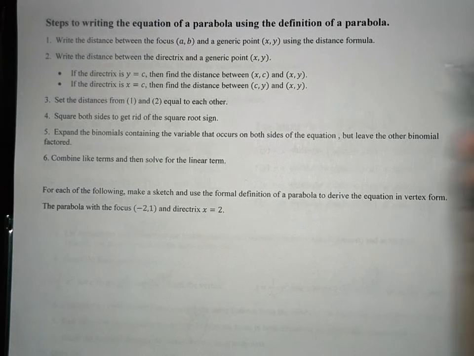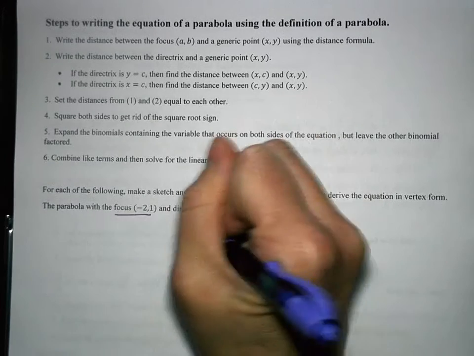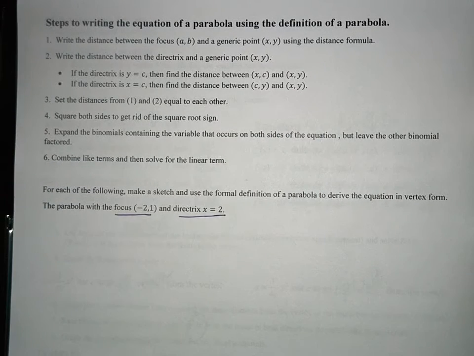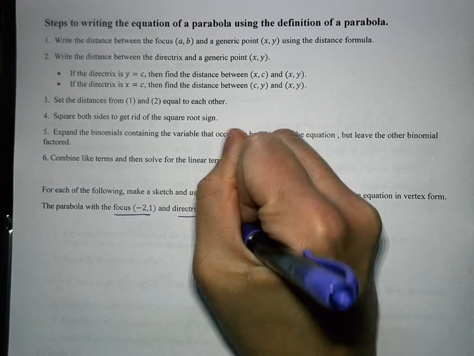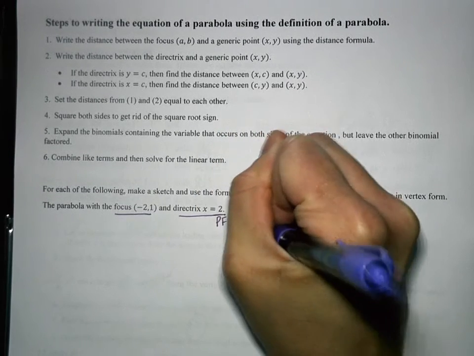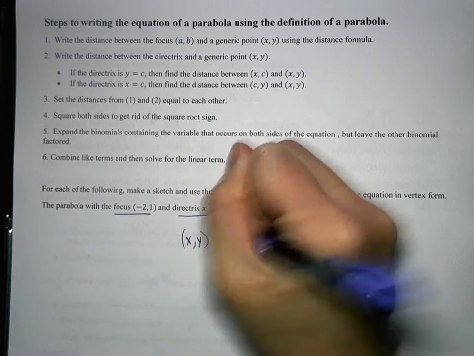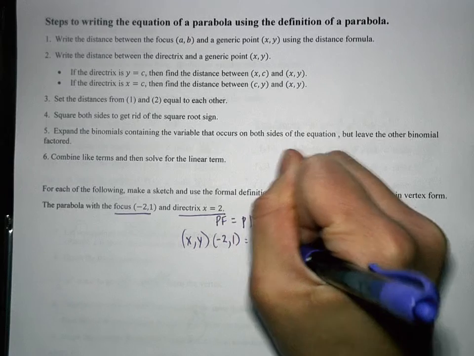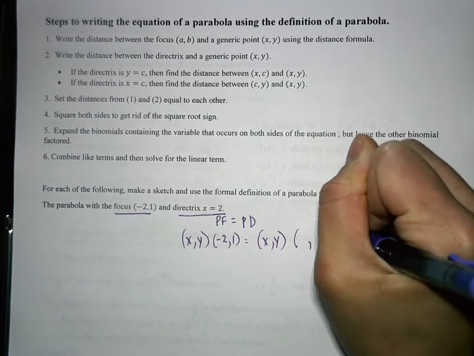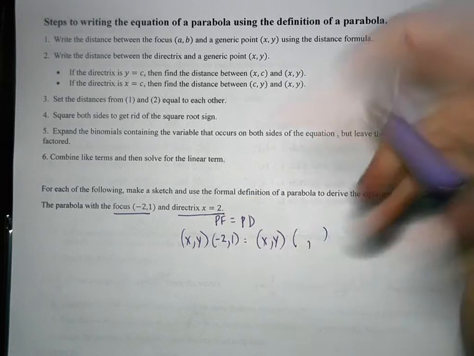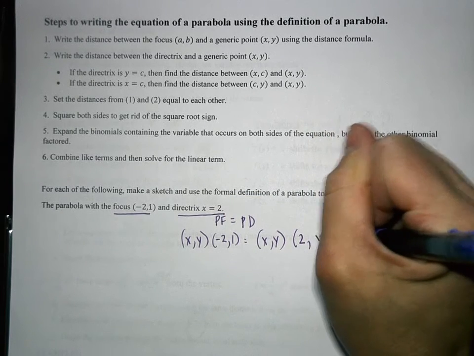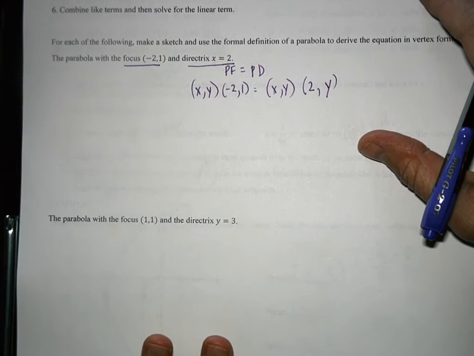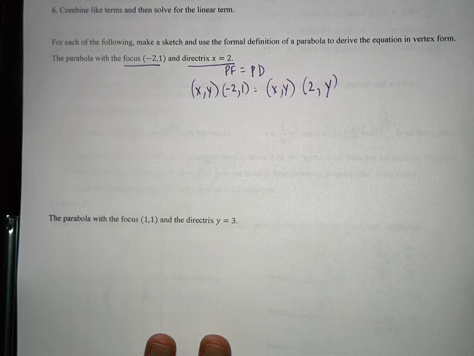I'm going to talk through how to complete this, and we can reference our steps as we go through it. So when I'm writing the definition of my parabola, I'm going to use the focus and the directrix and a point, but the point I'm going to use is x, y. So again, we're going to have PF equals PD. My point is x, y, and my focus is -2, 1. And for my directrix, if we look up here, they gave the x value is 2, which means the y value will just be y.